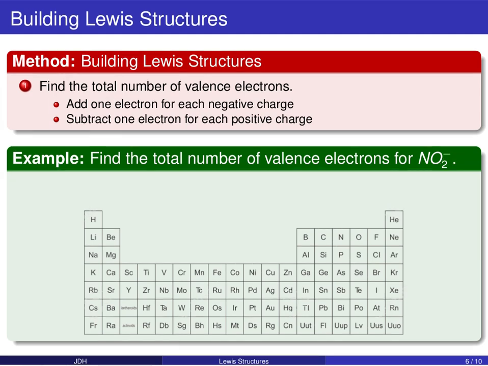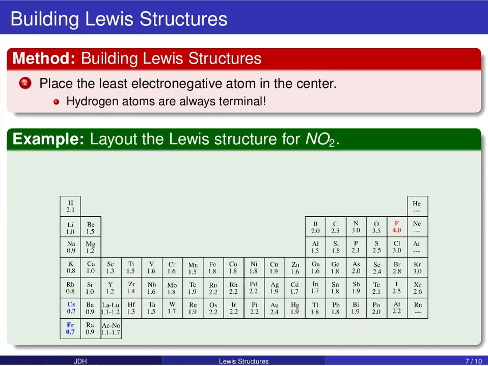Okay, and so of course, if we change this and we look at the molecule NO2 minus, then we're going to have the 17 electrons from NO2 plus the 1 electron because of this negative charge up here. Okay, so NO2 minus would have a total of 18 electrons. Okay, moving on to our second step.